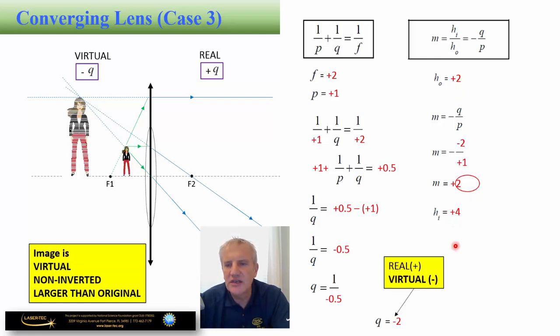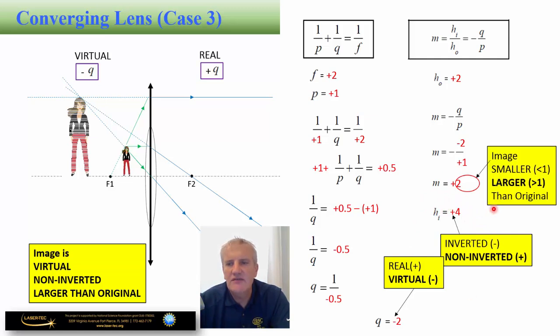Few conclusions. Again, we're dealing with a virtual image created by this lens because the distance Q is negative. The image is non-inverted because the magnification is positive. And then finally, the image is larger than the size of the original because magnification is larger than 1.